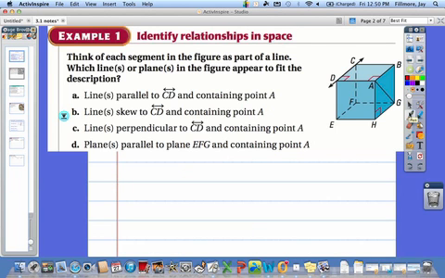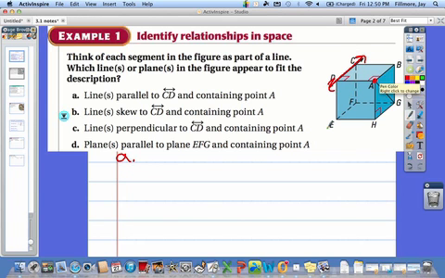Let's go ahead and do part A. The directions say, think of each segment in the figure as a part of a line. Which line or lines or plane or planes in the figure appear to fit the description? So let's talk about A first. A line or lines that appear parallel to CD, which is over here, and contain point A, which is over here. So we want a parallel line to CD that also contains point A.